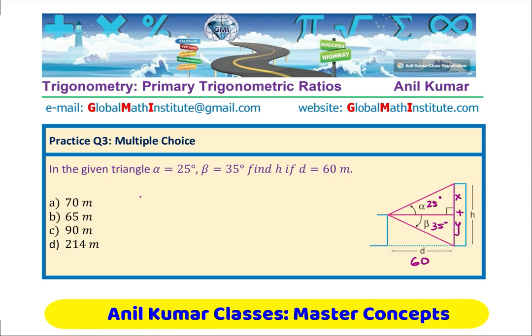Or let me write it like this. Height equals x plus y, right? And we know x will be 60 times tan of 25 plus y is 60 times tan of 35. Do you see that? So this time see how easy it was. We directly multiplied and got it.